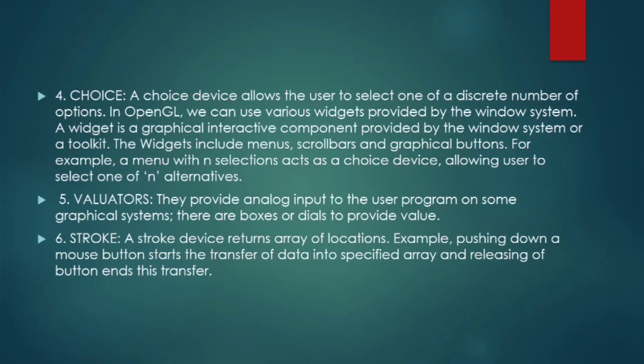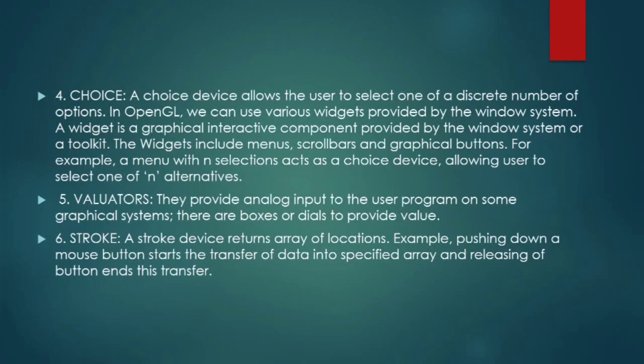The fifth one is valuators. They provide analog input to the user program on some graphical systems. And the sixth one is stroke. The stroke device returns an array of locations. Pushing down a mouse button starts the transfer of the data into a specified array, and releasing the button ends the transfer.